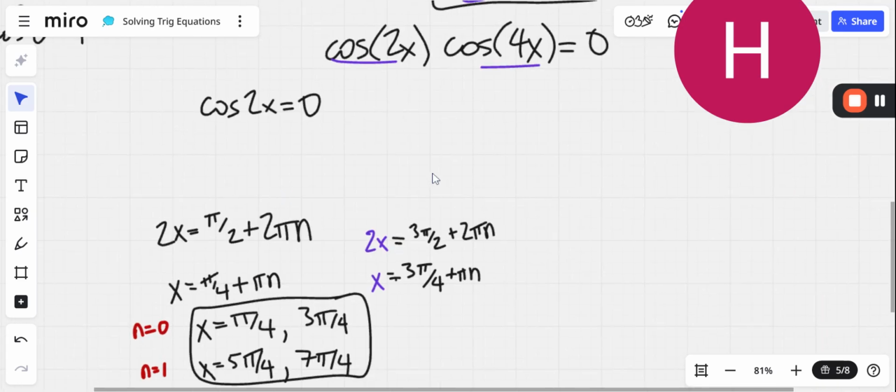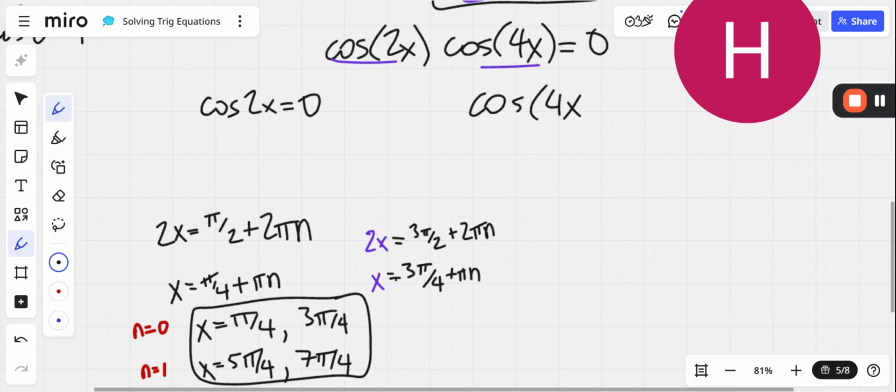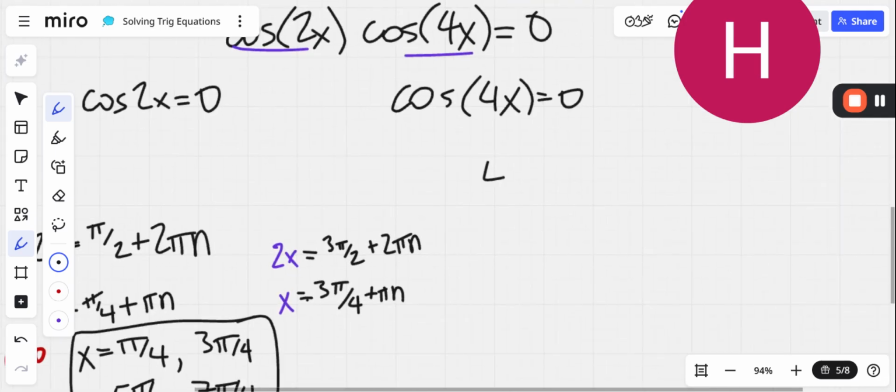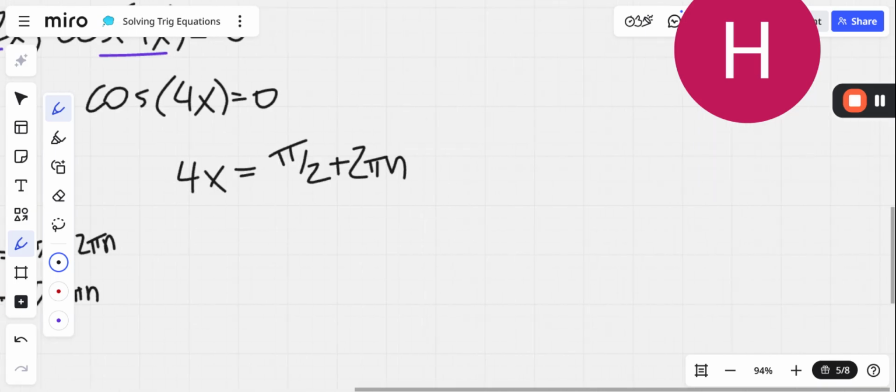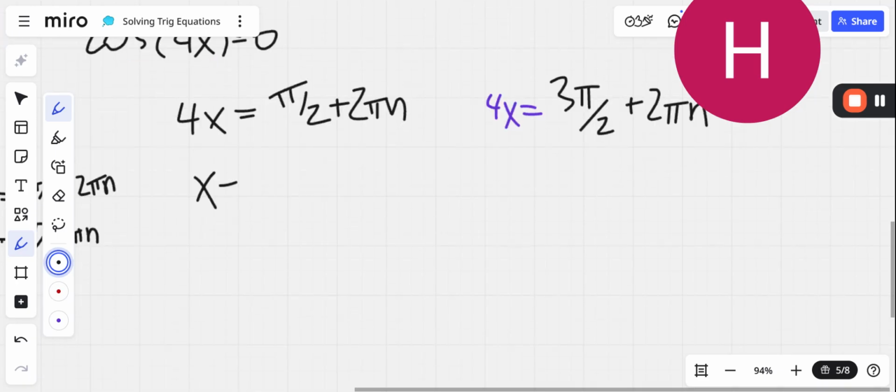Now let's proceed with cosine of 4x equals 0. Now this is only going to be true when 4x equals pi over 2 plus 2 pi n, excuse me. Which means I'm also going to have 4x equals negative pi over 2, which we can just now call 3 pi over 2. Same kind of deal as we did with the other cosine inverse. Then we're going to divide both sides by 4. And we get x equals pi over 8 plus pi over 2 n.